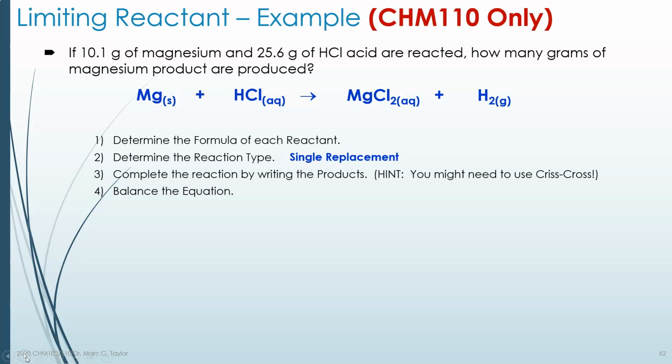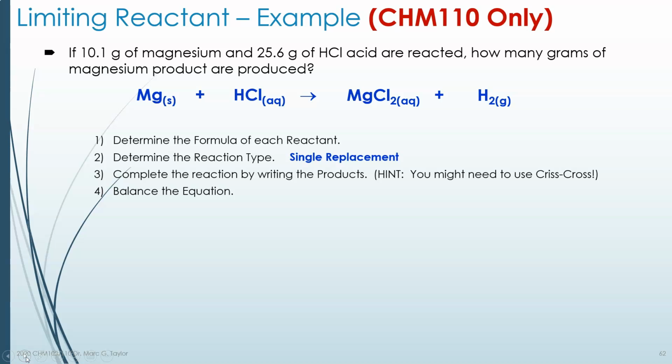You'll notice that this reaction is actually also a redox reaction because we're going from magnesium metal, which has no charge, to magnesium chloride, in which the magnesium has a +2. And the hydrogen is going from +1 in HCl to 0 in H2. So magnesium is being oxidized, the hydrogen is being reduced. So it's also a redox reaction. All single replacements are redox reactions, but we're going to call this single replacement. That's the main type of reaction here.